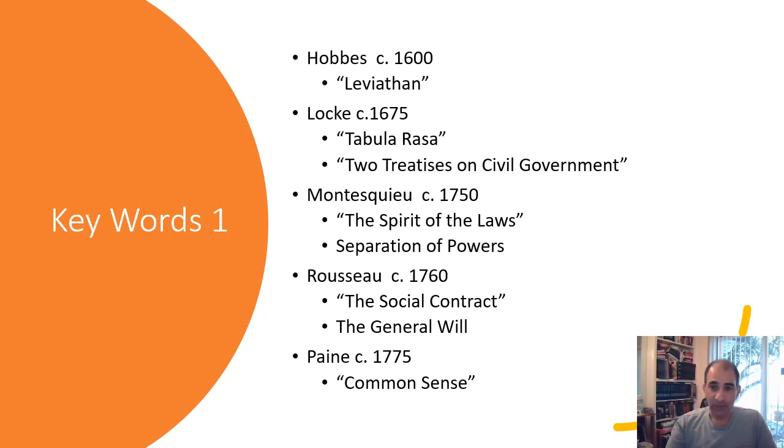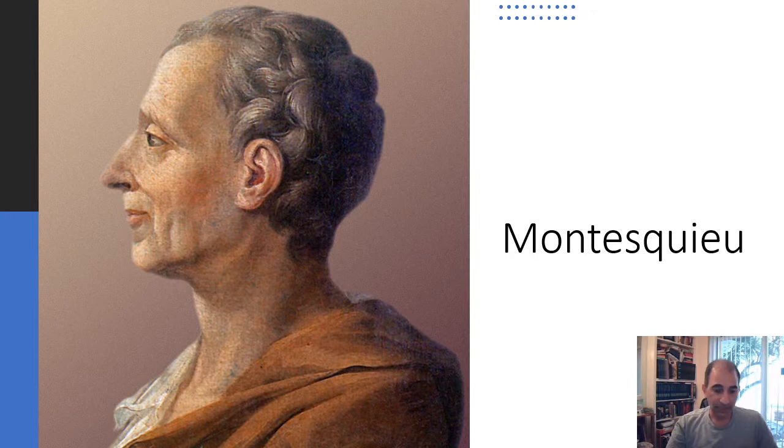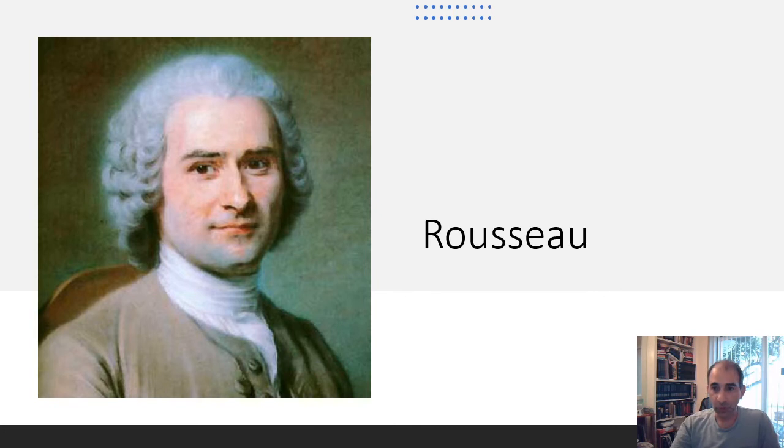All right, so let me show you a few images. Just so you're familiar with some of these guys, right? So this is Locke. That's Baron Montesquieu, right? And there's one of Rousseau. Okay.